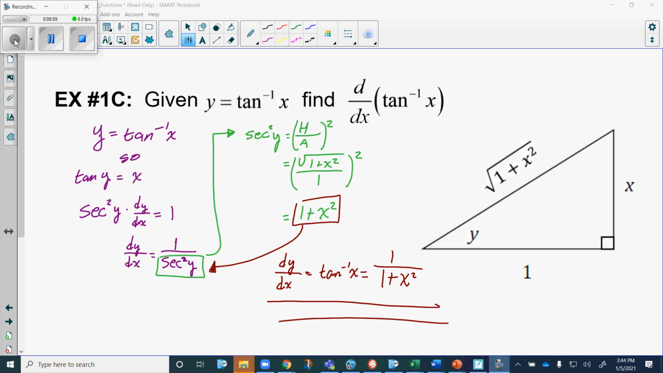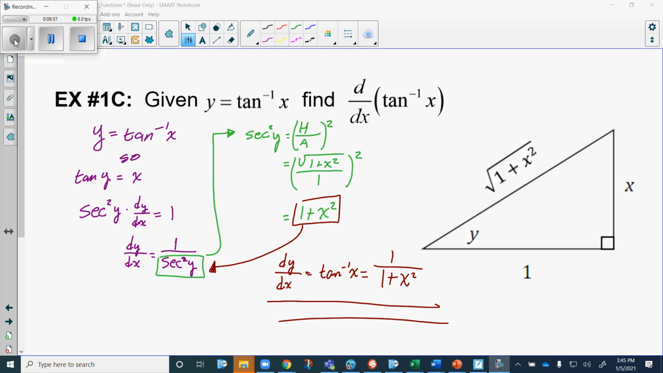Okay, and here's the last model that we're using to show where the formula came from for the inverse tangent derivative. Again, properties of inverses are going to allow us to swap the beginning. So y is equal to the inverse tan of x. So that means tangent of y must be equal to x. And so take the derivative, implicit differentiate again. Secant squared of y times dy dx is equal to 1. So that means dy dx will be equal to 1 over secant squared of y.